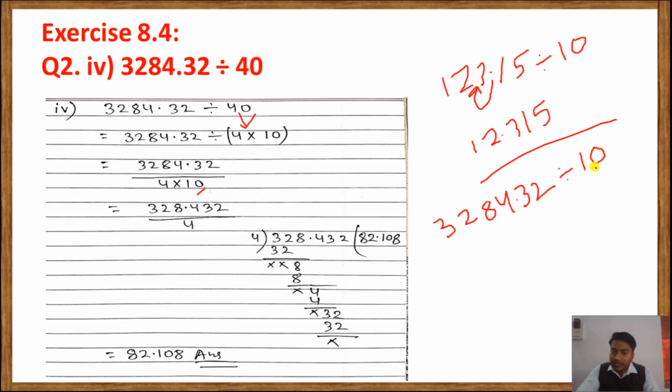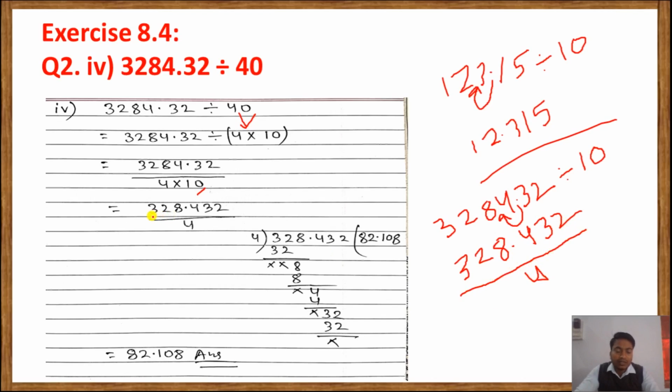So according to this 10, this decimal point will move left side by 1 place. Okay, so the answer will be 328.432. According to the rule, when you divide by 10, the decimal point will move left side by 1 place. Okay, now this result, 328.432, we have to divide by 4.